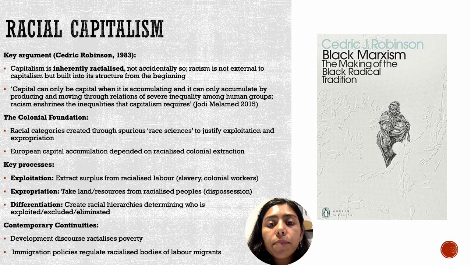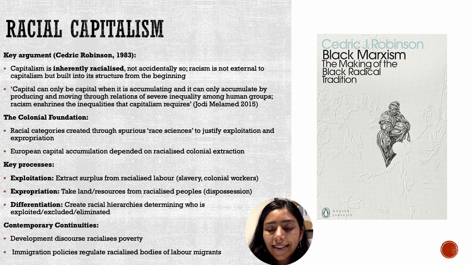So, one of the key concepts in decolonial analysis of political economy is the tradition initiated by Cedric Robinson in his book titled Black Marxism, where he introduced the concept of racial capitalism. There is a plethora of work on racial capitalism working under this tradition, and I just want to give a brief overview of the tradition. The key argument that Robinson makes is that capitalism is inherently racialized, not accidentally so. Racism is not external to capitalism, but built into its very structure from the beginning.